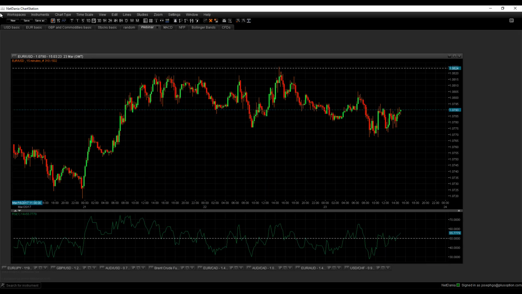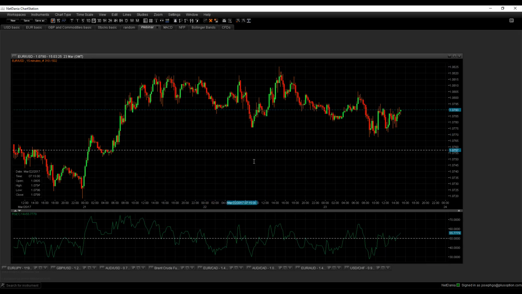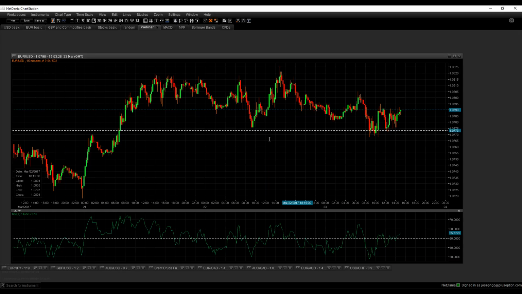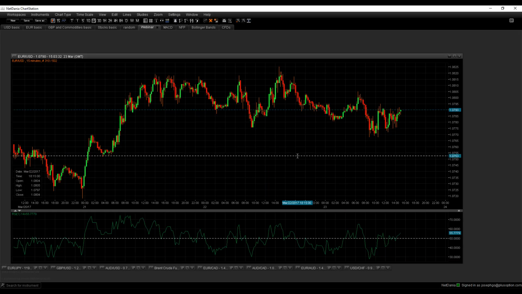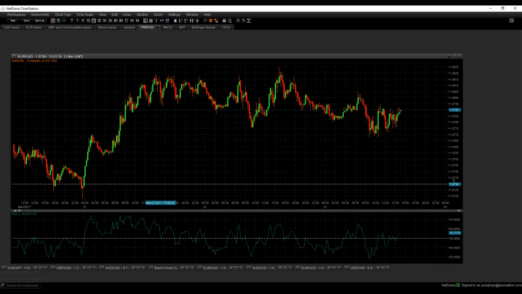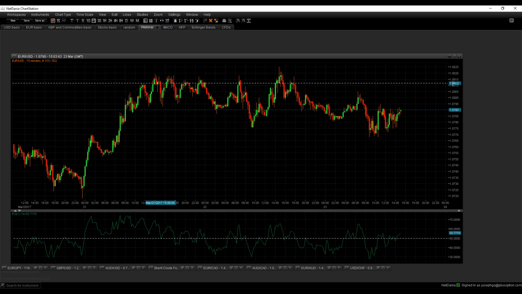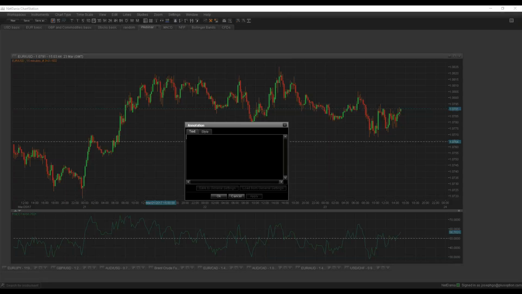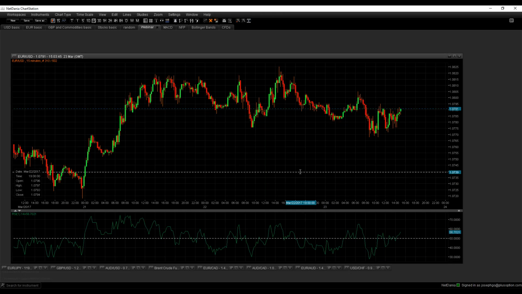So right now we're on NetDania chart station, looking at a Japanese candlestick chart, which is a combination of a line chart and a bar chart. What it does is show price movement over time. Here along the horizontal axis is where we have our time, and along the vertical axis is where we have price, which is separated by pips. A pip would be the fourth digit from the decimal place.